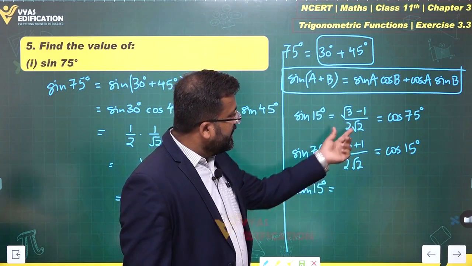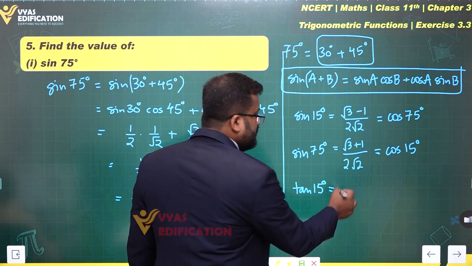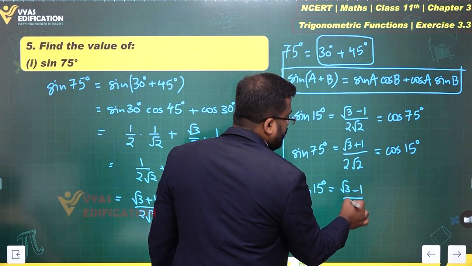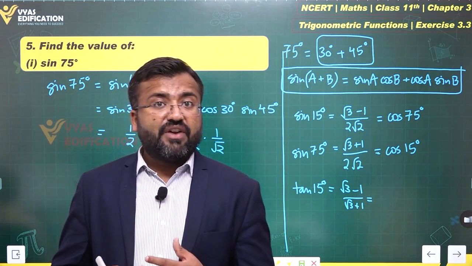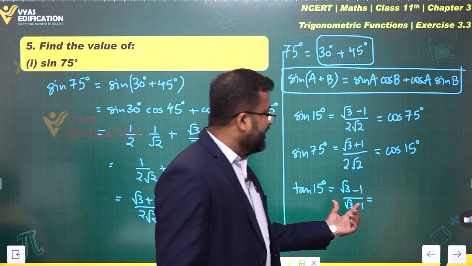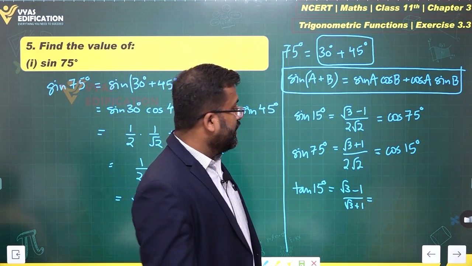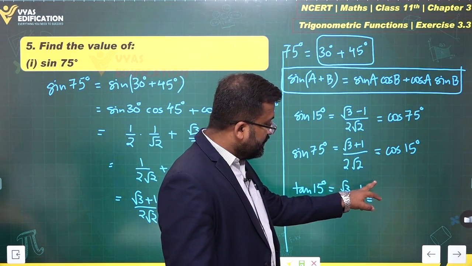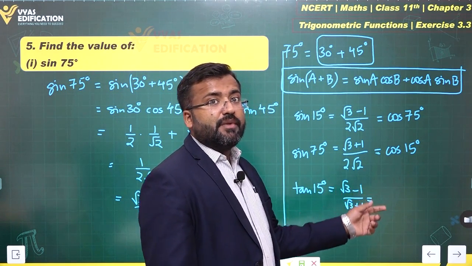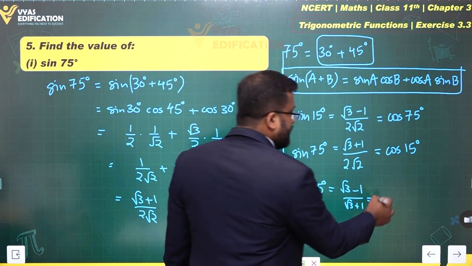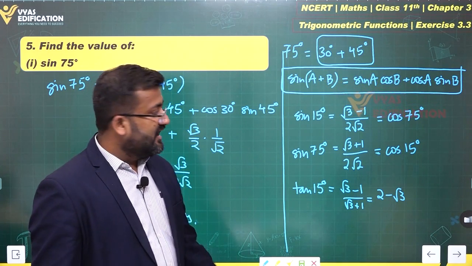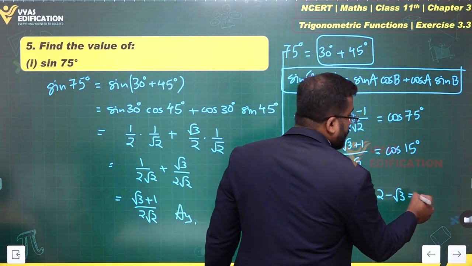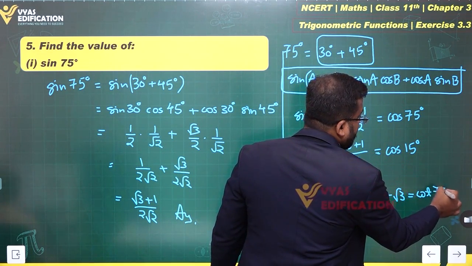The ratio of these two would be, the 2 root 2 will get cancelled, and what you get is (root 3 minus 1) upon (root 3 plus 1). And the important thing is that you can further simplify it by rationalizing the denominator. By rationalizing the denominator, what you will get is (root 3 minus 1) whole square upon 2. And this will further convert to 2 minus root 3. You can simplify that further, right? This is another value. But tan 15 degree can also be equal to cot 75 degree, right?